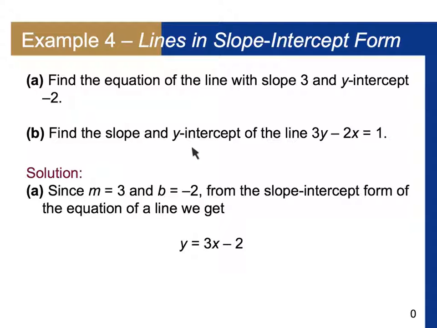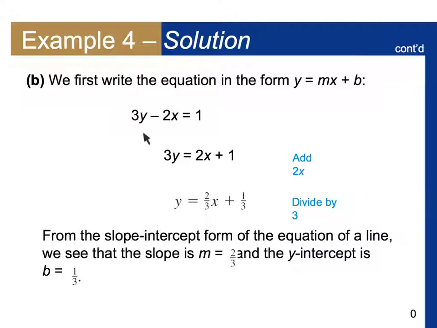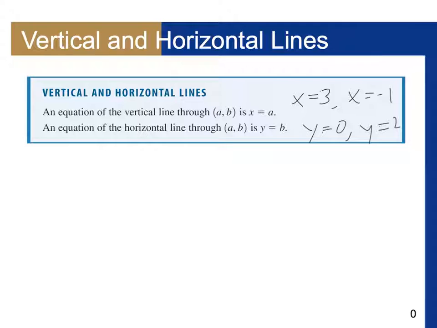In part B, find the slope and y-intercept of the line 3y minus 2x equals 1. Here we're going to have to get y by itself first, and then figure out what the m is, whatever is times the x, and what the b is. So we have 3y minus 2x equals 1. Add 2x to both sides, and we get 3y equals 2x plus 1. Then divide both sides by 3 to get y by itself. So y is 2/3 x plus 1/3. Here we can see that m is 2/3 and b is 1/3, the y-intercept.